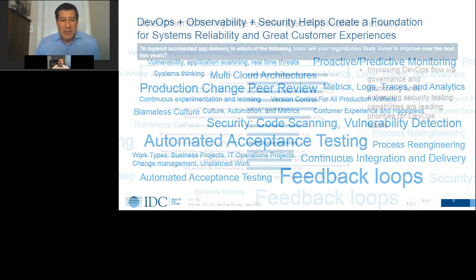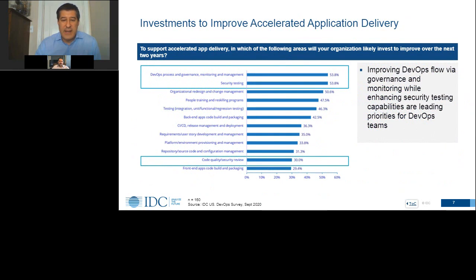Now, what we're going to look at here is some recent research we did, and what's been fascinating is seeing the outcomes from 160 organizations. In this first slide, we asked: to support accelerated application delivery, which of the following areas is your organization likely to invest in to improve over the next 2 years? And it's fascinating that you see these first two top answers. Almost 54% said DevOps processes and governance, monitoring management, and security testing.